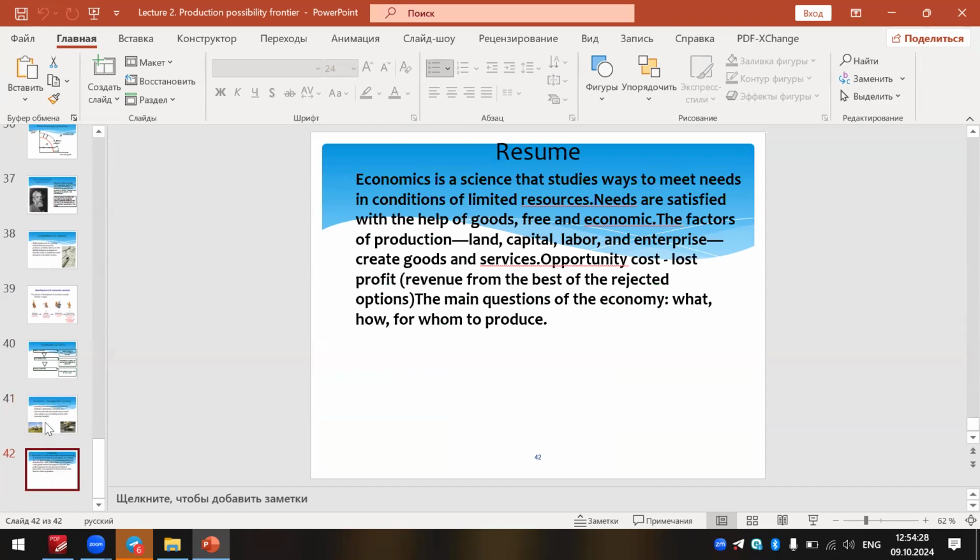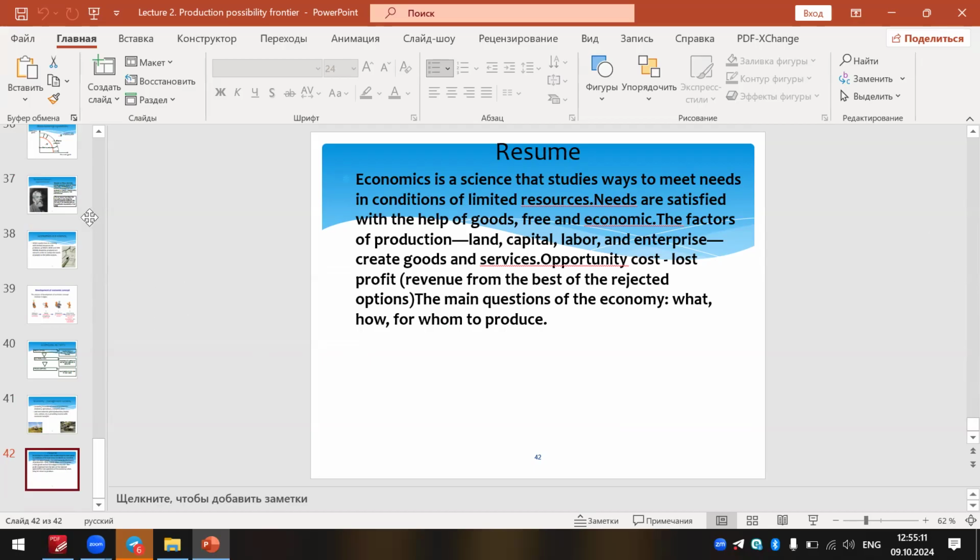So I think, to sum up today, it was opportunity cost, and I also recommend that you study opportunity cost. It is the lost profit or revenue from the best of the rejected options. The main question of the economy is how, what, and for whom to produce, and you should always keep this in mind. Needs are always satisfied with the help of goods, free and economic, and the factors of production are land, capital, labor, and enterprise, which create these goods and services.